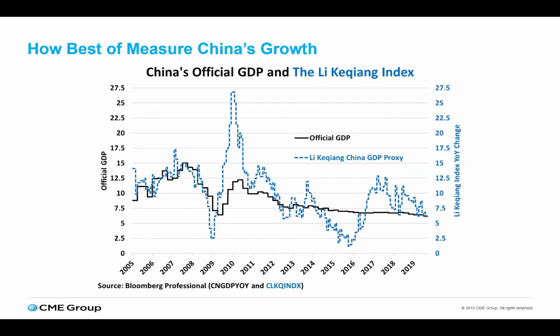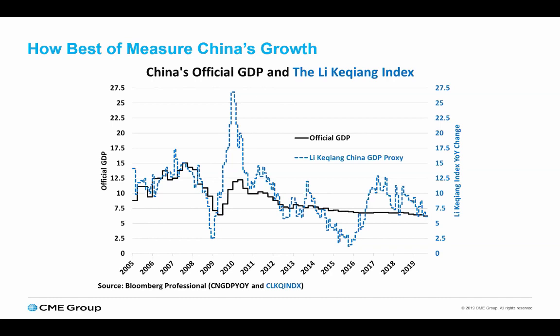So I think you really have to look for alternative measures of Chinese economic growth to determine what exactly is happening in China. One of the alternative measures is the Li Ka-chun index. This alternative measure of China's GDP focuses on just three variables: the volume of rail freight, the quantity of bank loans, and the amount of electricity being consumed.